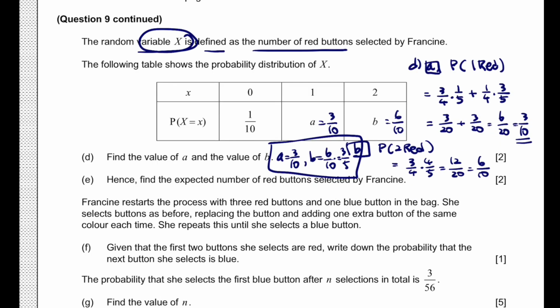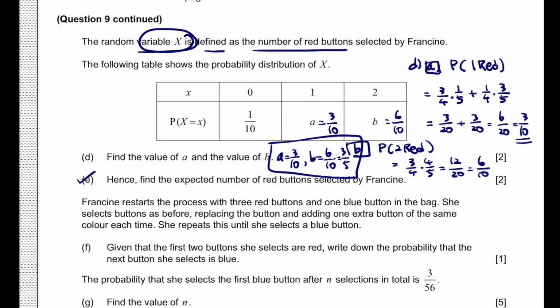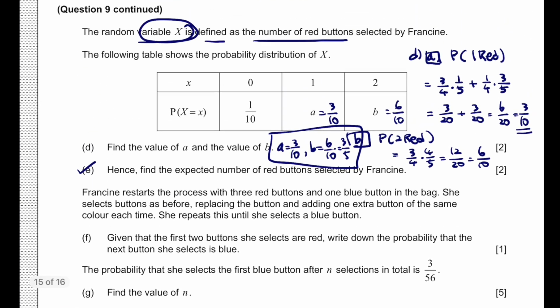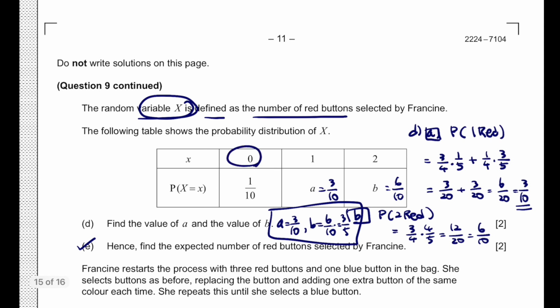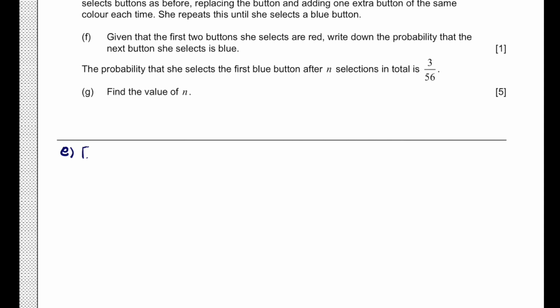Okay, then question E, we need to find the expected number of red buttons selected by Francis. You can find the formula for the expected value from your formula booklet, right? You can find it here. To find the expected value, we have to multiply the variable x value with each probability, do the same thing for every single variable, and then add them all together.